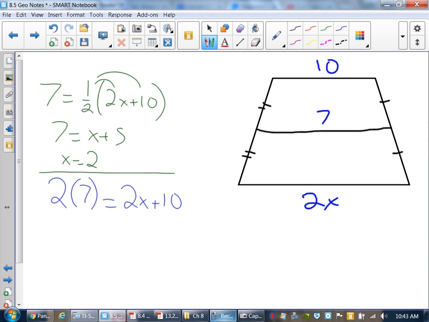So what's 2 times 7? What's 14 minus 10? 4. And what do you get for x? 2. You get the same exact result. Just like I say though, sometimes people don't mind working with fractions. It's not bad when they're even, but if they're not or you just don't want to deal with it, just double the mid-segment and make it work.